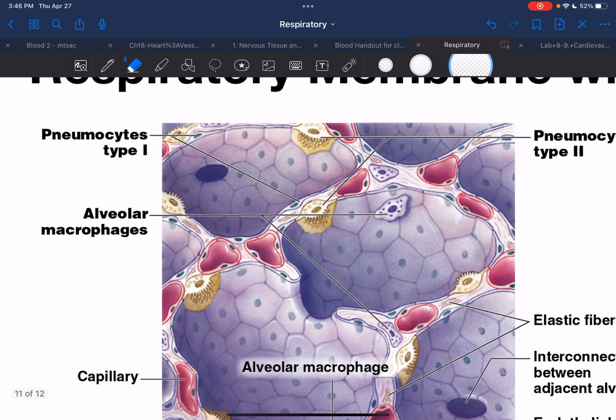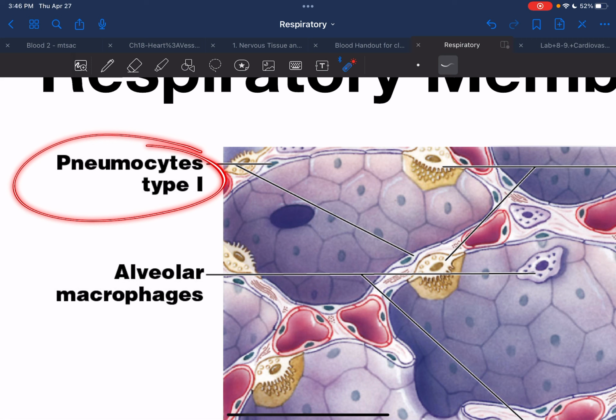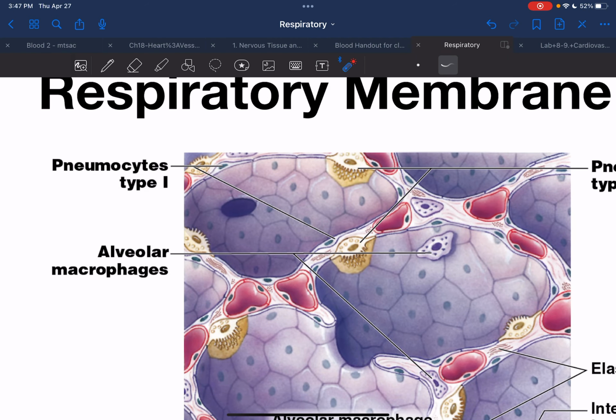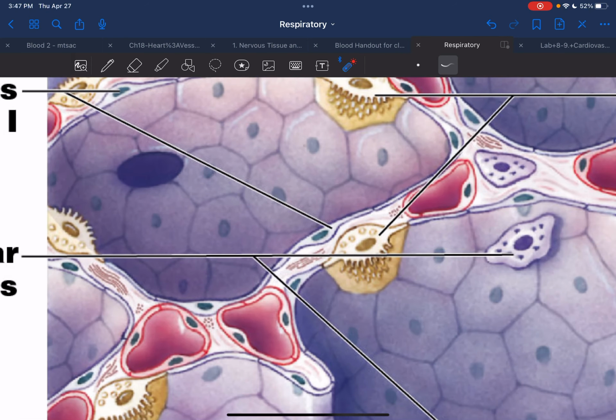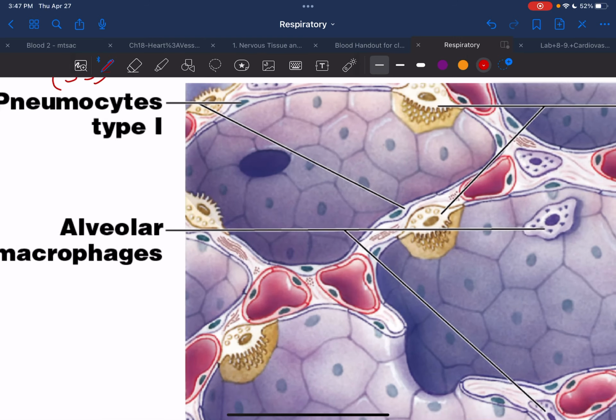And so we refer to those simple squamous. We don't call them simple squamous. We actually call them pneumocytes, right? What does cytes mean in Latin? Cells. And what typically is pneumo probably referring to? Something in the lungs, right? Pneumo. And so pneumocytes type 1 is going to be the simple squamous cells. Let's make a note of that. Simple squamous. I'm just going to put that S and S.